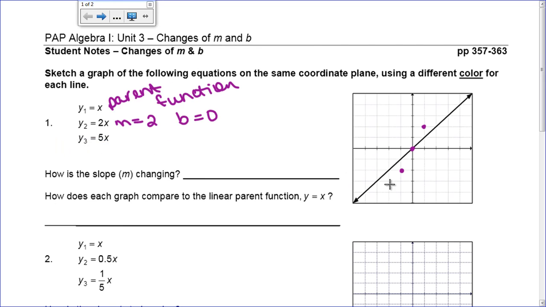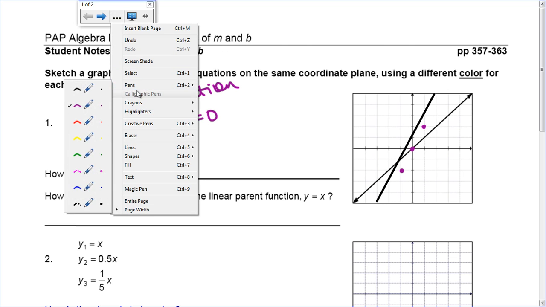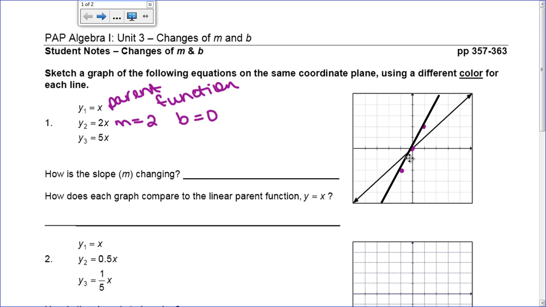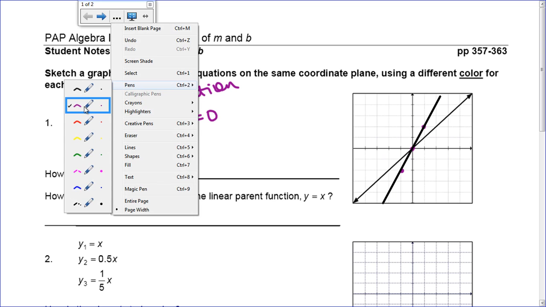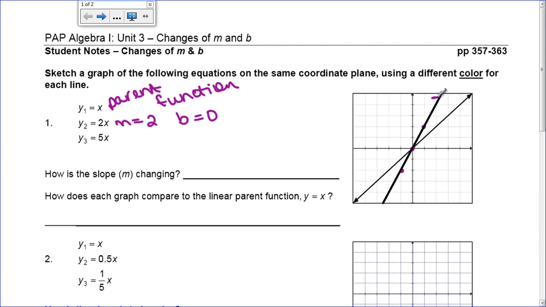Our straight edge would be helpful as you're doing this, but if you don't have a straight edge, that's okay. Just do your best to get the line drawn so that you can see what happens. So there's our line of y equals 2x. You see mine is not a different color, so I'm going to label it so I know that this is the 2x. If you don't have different colors, do the same thing.